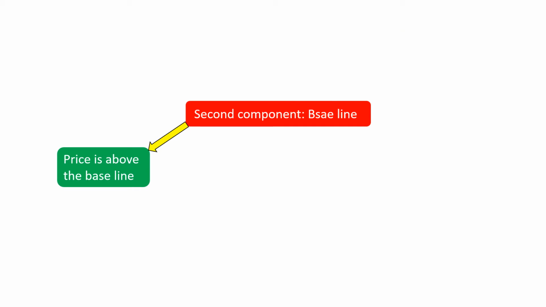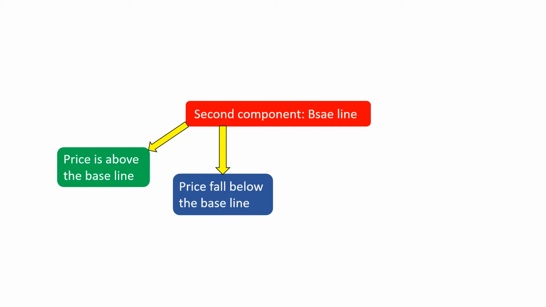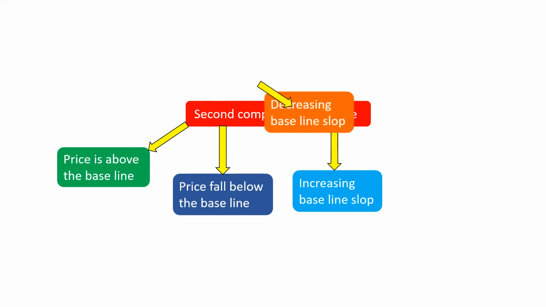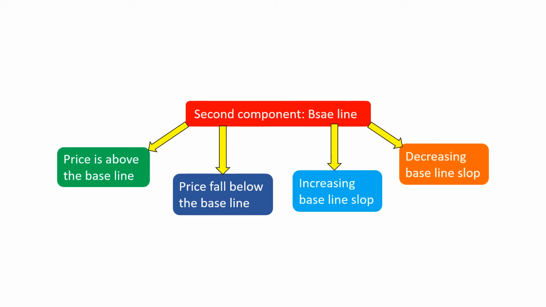The second component is the baseline. It is known as Kijun-sen or confirmation line, indicated with the dark red color. The baseline serves as a signal for support and resistance levels and can also be used for analyzing trend momentum. Prices above the baseline indicate an uptrend bias. If the price falls below the baseline, it indicates a downtrend bias. An increasing baseline slope indicates the price is going upward, and finally, a decreasing baseline slope indicates a downtrend bias.